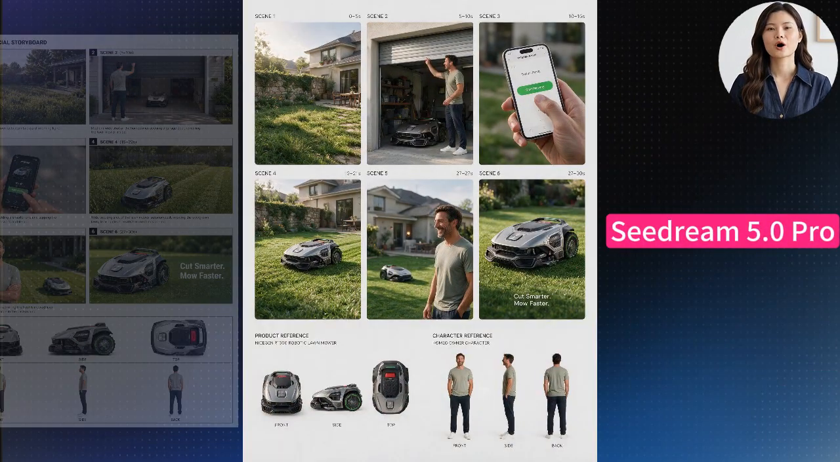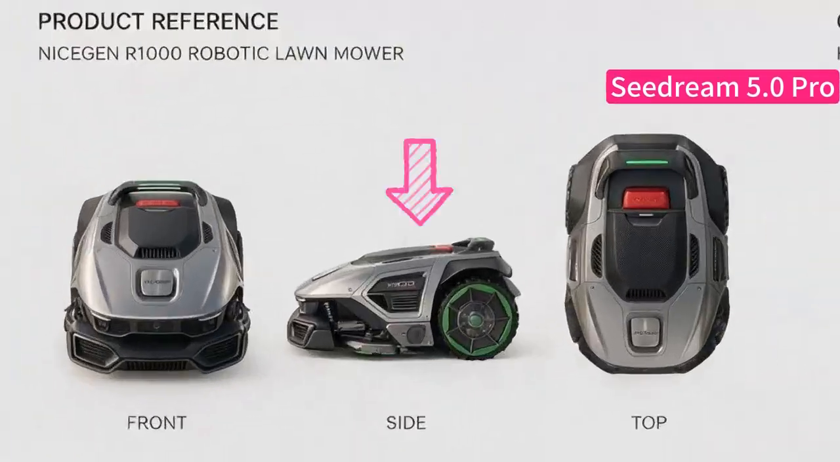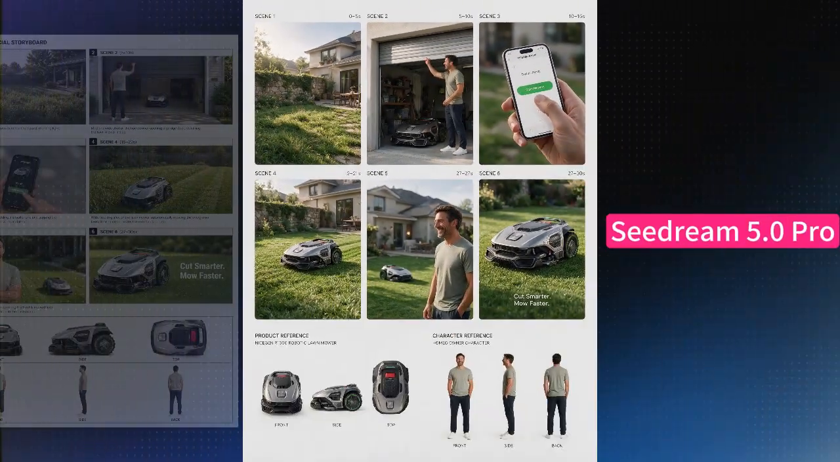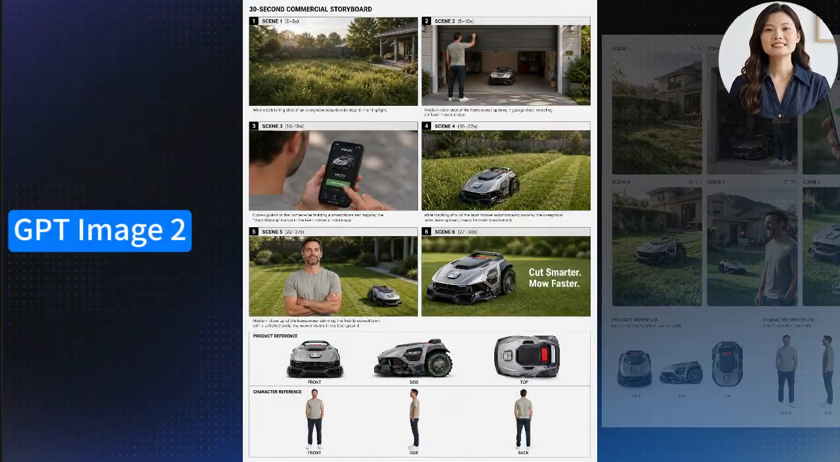Seedream 5.0 also produced a solid result, but the side view of the lawnmower shows some noticeable proportion distortions, making the product look less accurate. Overall, GPT Image 2 delivers a more polished and complete storyboard, making it the stronger performer in this test.